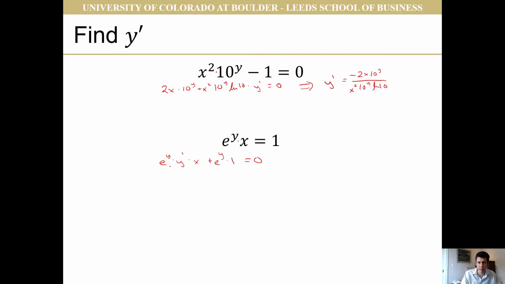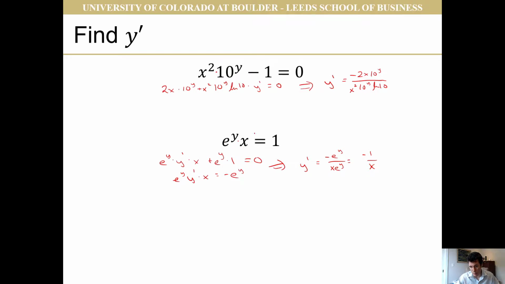Solve for y prime. So we've got e to the y times y prime times x equals negative e to the y, which means that y prime equals negative e to the y divided by x e to the y, which is negative 1 over x. And that's it, right? Negative 1 over x.